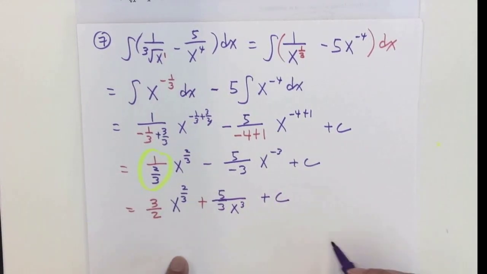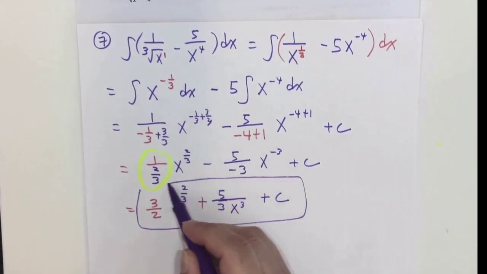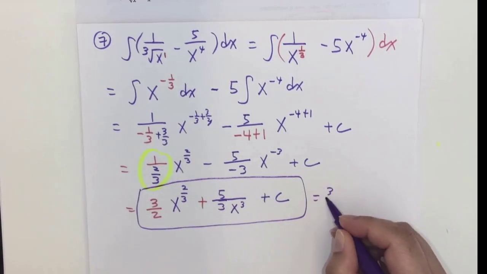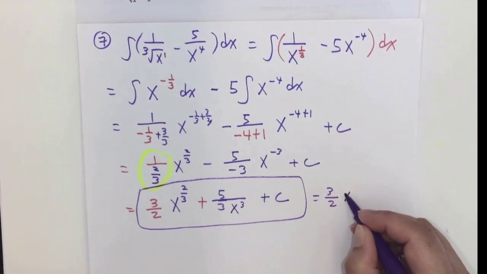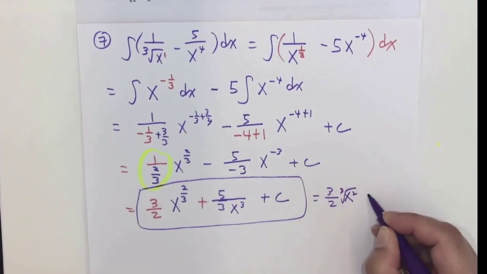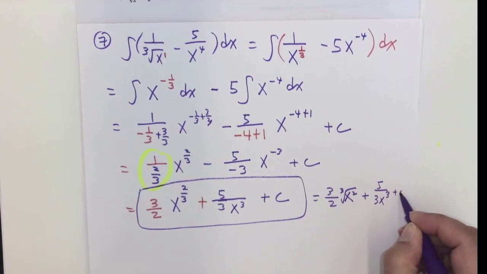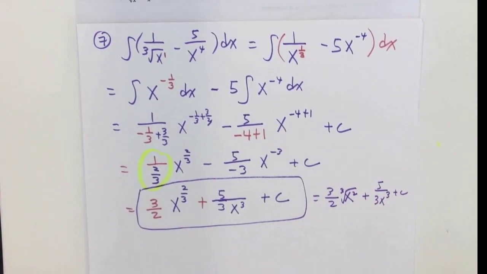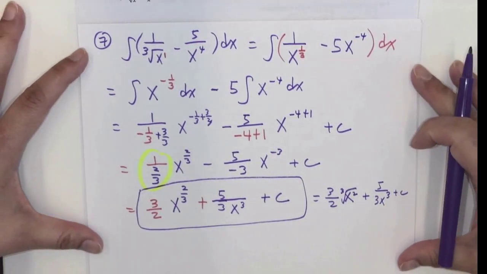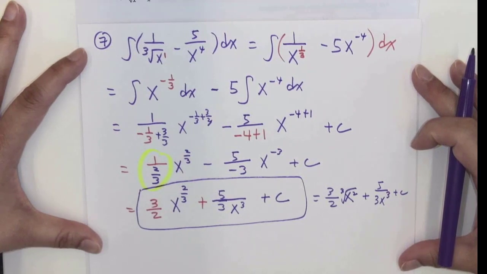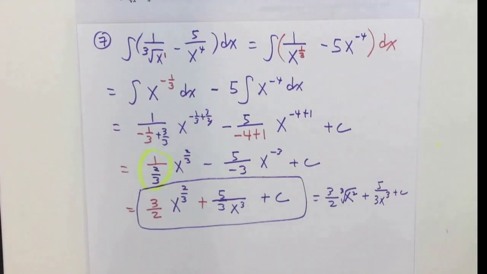You can leave it like that, or you can write this as a radical, which would be 3/2 times the cube root of x squared, plus 5 over 3x cubed plus c, but this is going to be fine. The first page we have the basic properties, so make sure you practice it very well. Starting with number 7, they are more complex. Okay, let's look at the next one.